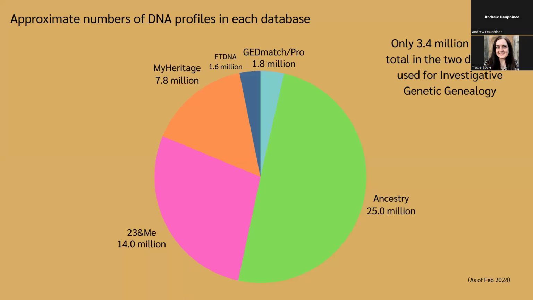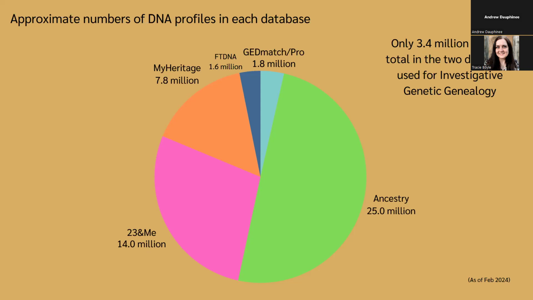So going back to the databases, one common misconception is that IGG practitioners and law enforcement have access to DNA tests at Ancestry and 23andMe, but that's not the case. Let's take a look at some statistics. As of February 2024, Ancestry has over 25 million testers in its database, while 23andMe has 14 million testers.